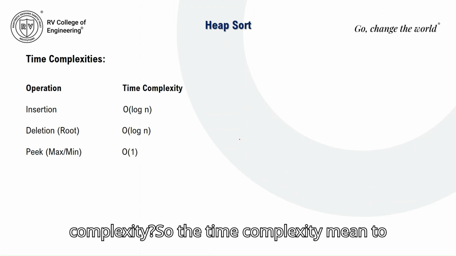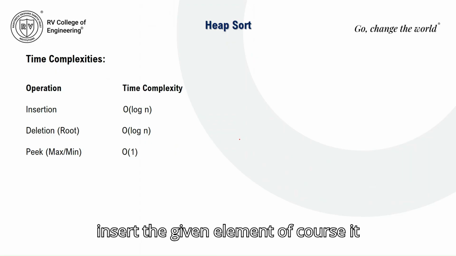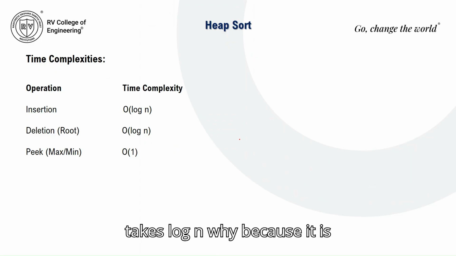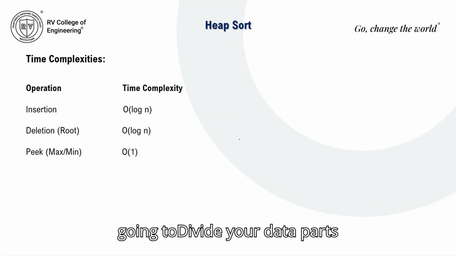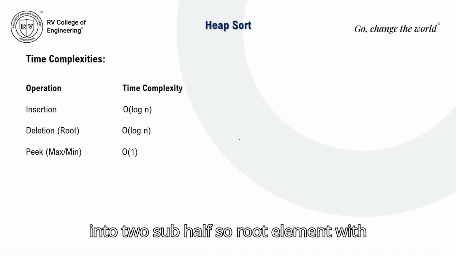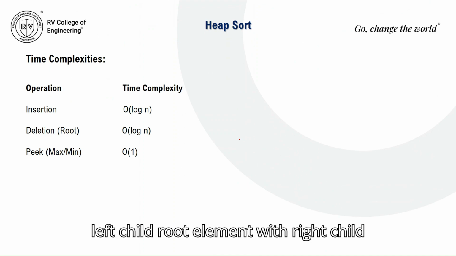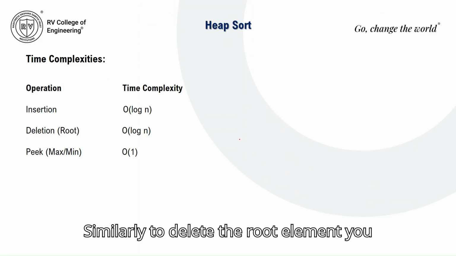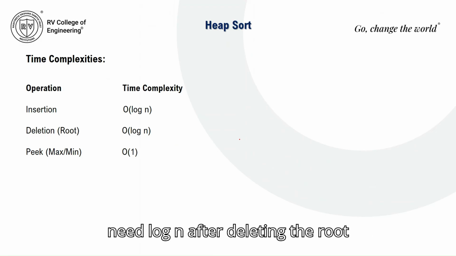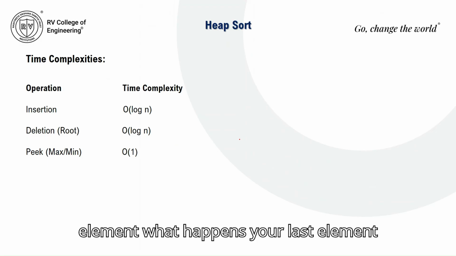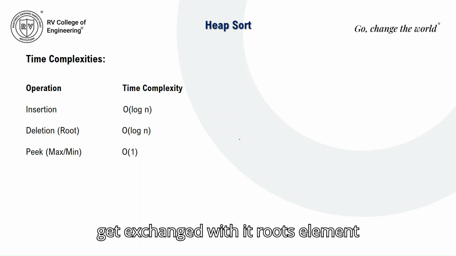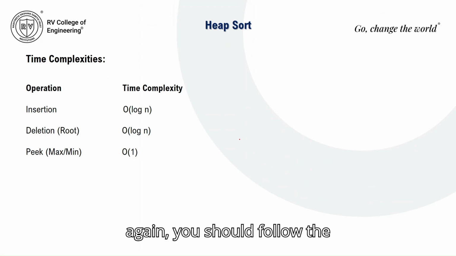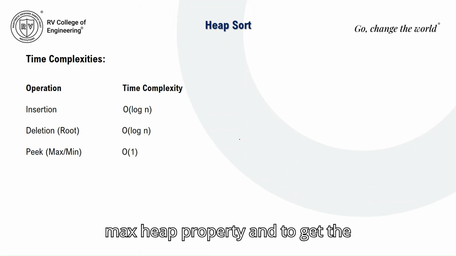And what is the time complexity? The time complexity to insert the given element, of course, takes log n. Why? Because it is going to divide your data into two sub halves: the root element with the left child, and the root element with the right child. Similarly, to delete the root element, you need log n. After deleting the root element, what happens? Your last element gets exchanged with the root element. Again, you should follow the heapification to satisfy the max heap property.